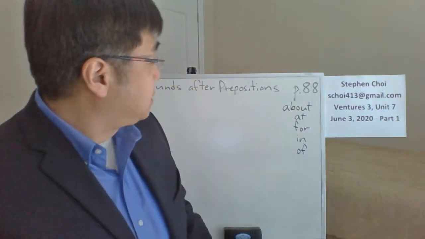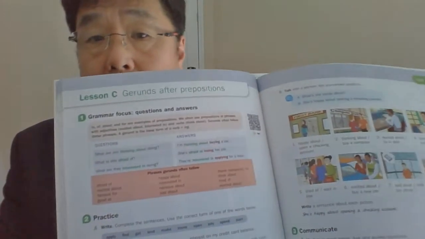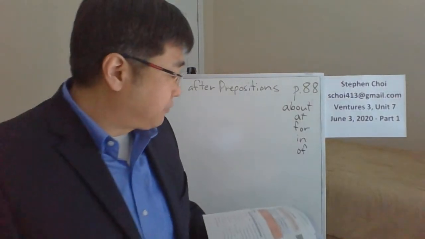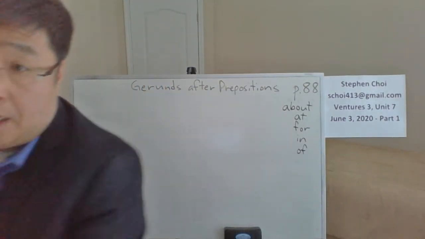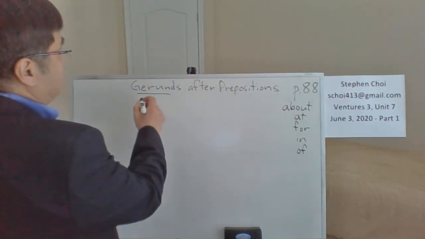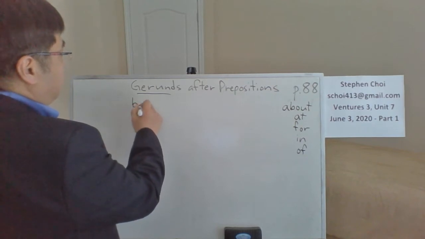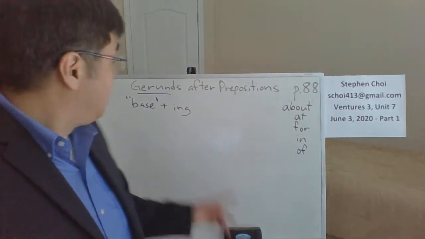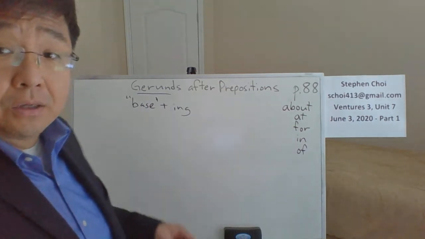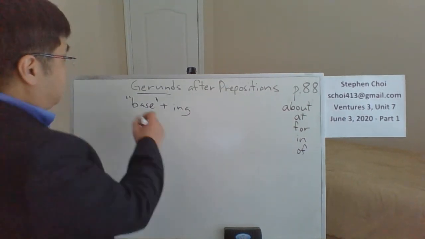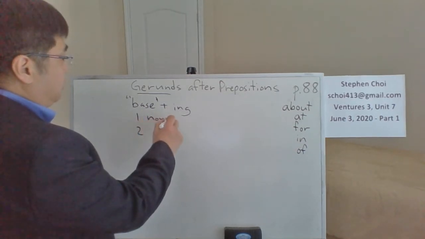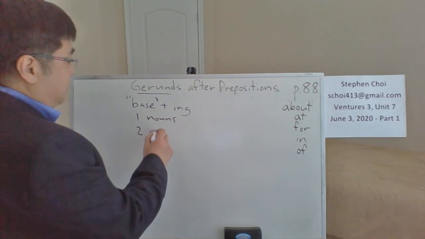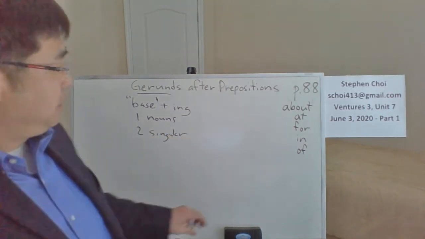The first thing I wanted to look at today is on page 88. It's called gerunds after prepositions. As you know, gerunds are base form plus ing, like working, eating. We talked about two things about gerunds: they're always nouns, and they're always singular.